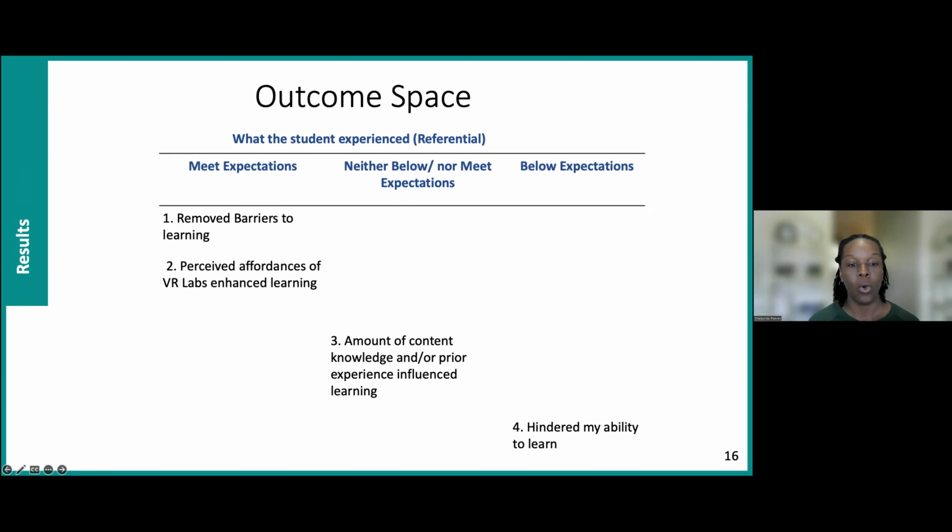And then we have students removed barriers to learning. I'm sorry, students felt that the VR experience removed barriers to learning. That means it met their expectations. Perceived affordances, again, met expectations. Amount of content knowledge and/or prior experience influenced learning. That was neither below nor met expectations. And then below expectations, they felt it hindered their ability to learn. And so you can kind of see how the responses fit on the outcome space.